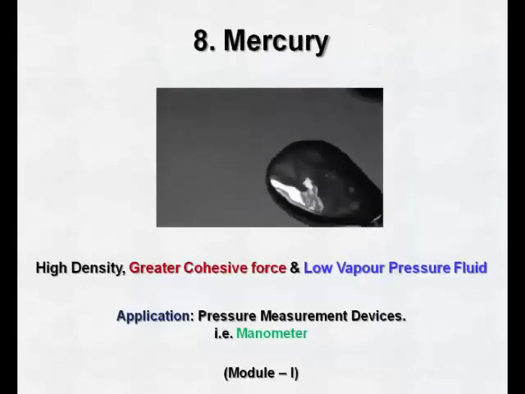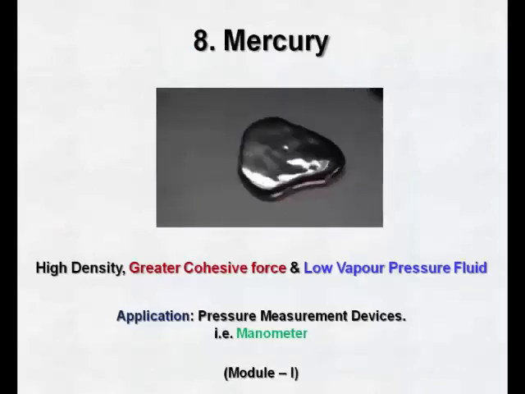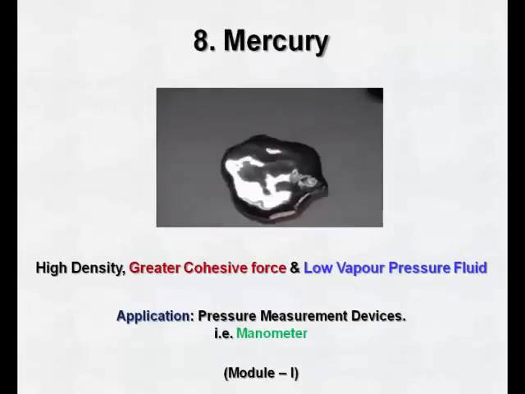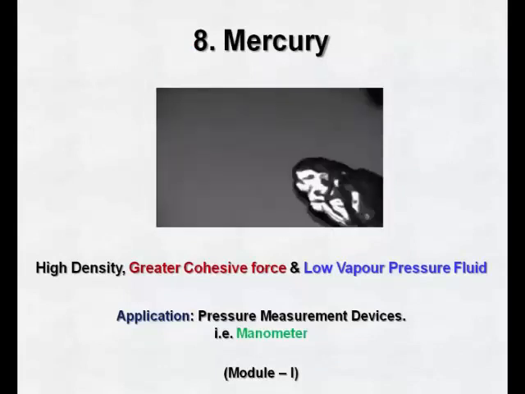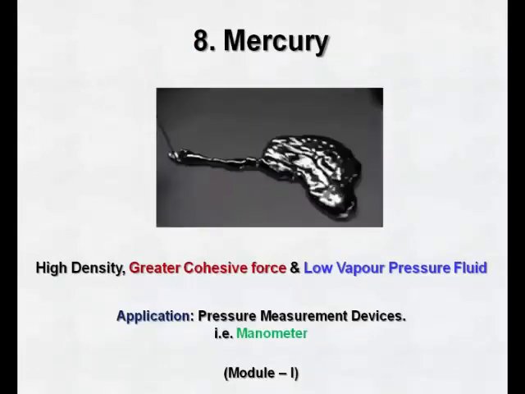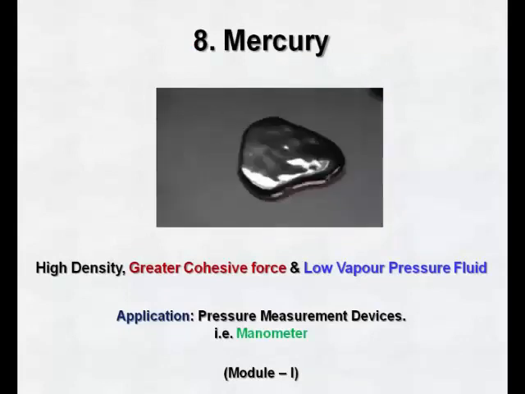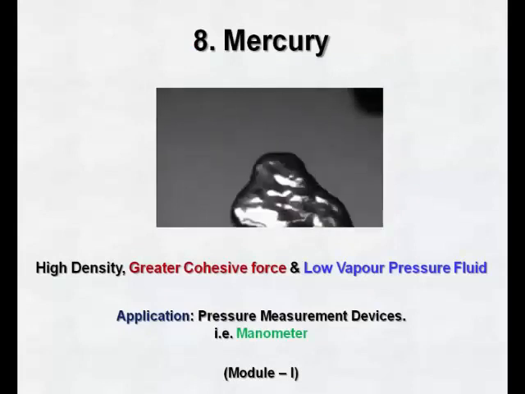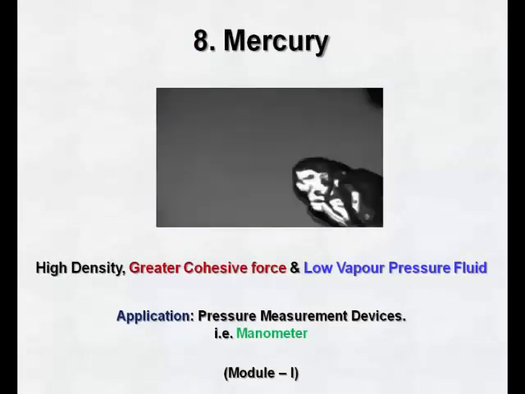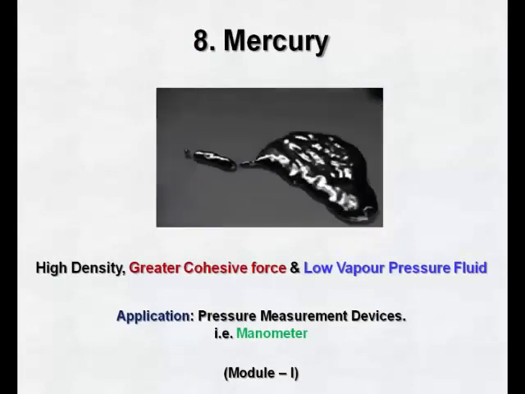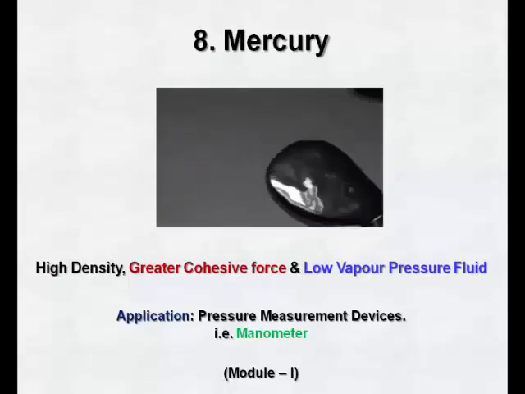Another important liquid is mercury. It has high density, greater cohesive force, and low vapor pressure. The application of this fluid is used in pressure measurement devices. Example, manometer. This is what we are dealing with in module 1, that is fluid properties.